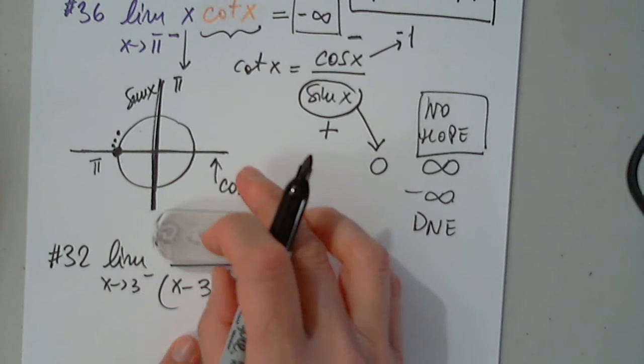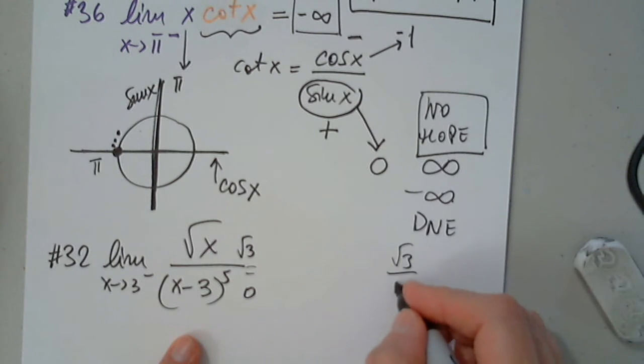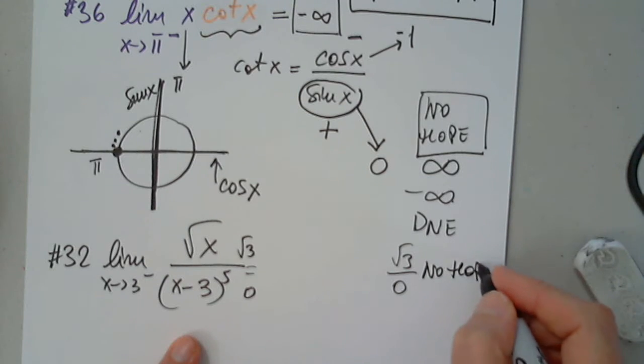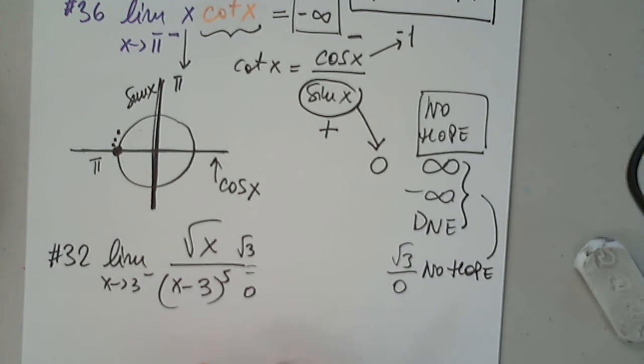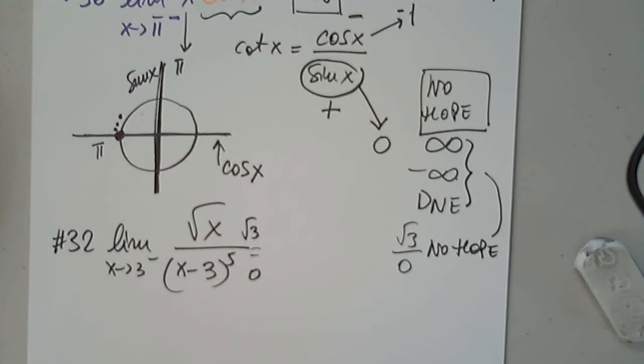Zero. Very good. So again, the square root of 3 over 0 is no hope. No hope means one of these three options. All I need to do is analyze the sign.